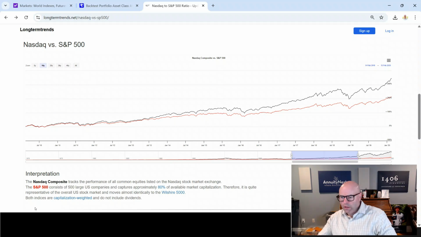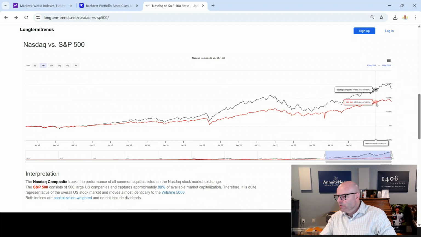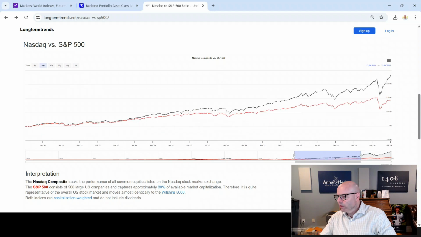The NASDAQ index is the black line. The S&P is the red line. That says 2010 and that says 2020. So for the 10 years from 2010 to 2020, we can see how the NASDAQ is ahead of the S&P. The most recent 15-year period as well.